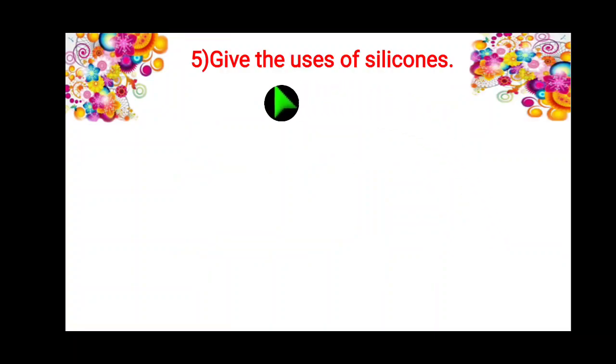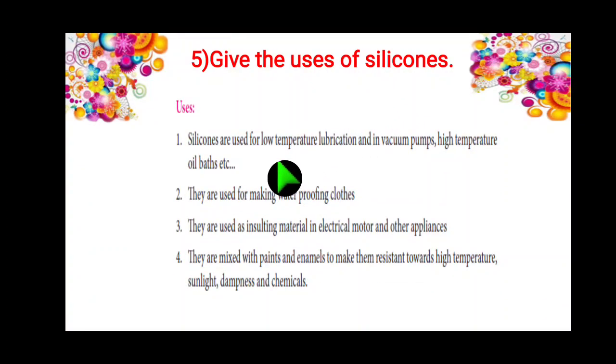Okay, question number 5. Give the uses of silicones. Point number 1. Silicones are used for low temperature lubrication and in vacuum pumps, high temperature oil baths, etc. Right? It's used for low temperature lubrication. Point number 2. They are used for making waterproofing cloth.